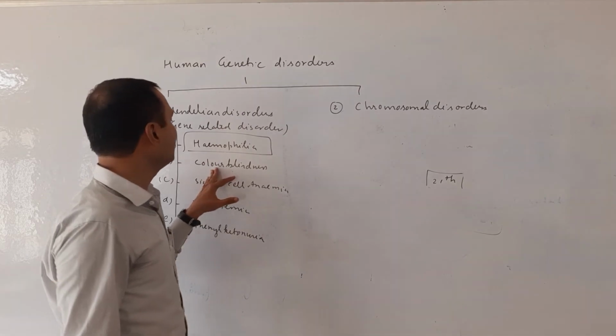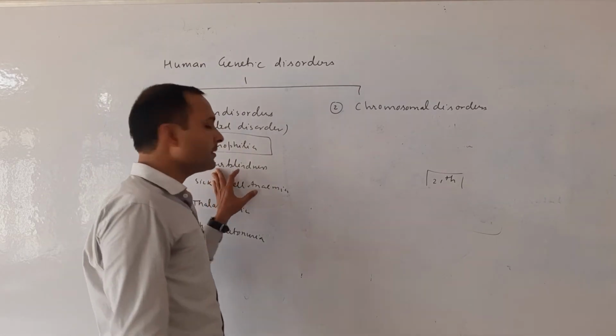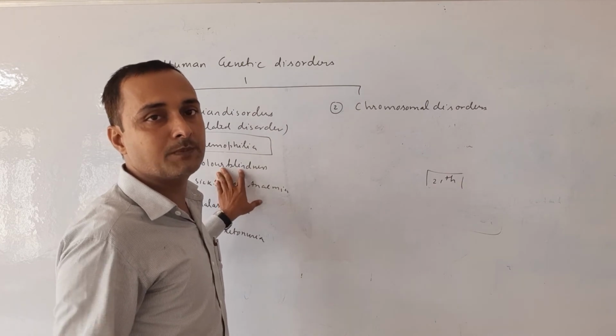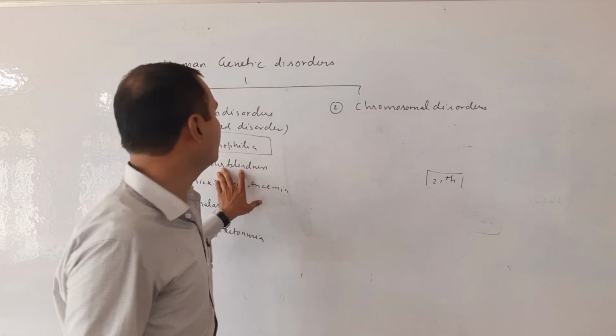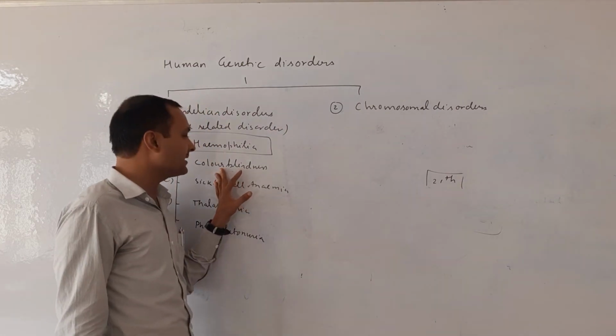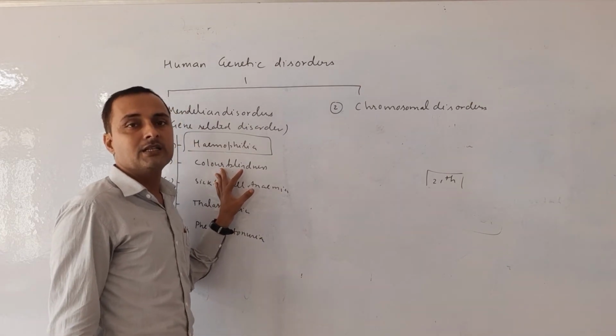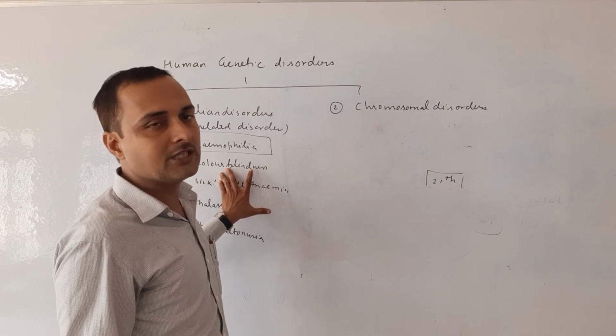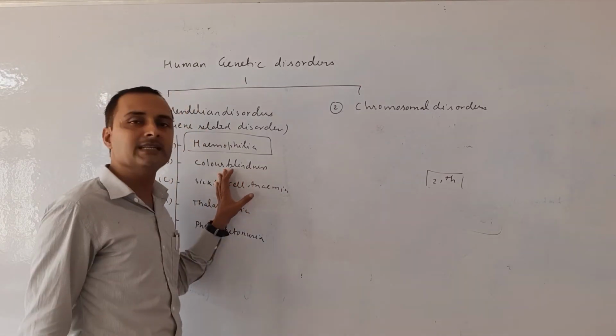Next one, color blindness. In this type of disorder, the genes responsible for differentiation of red and green color become non-functional, as a result mutated. As a result, the person suffers from color blindness. They are unable to differentiate between red and green color.